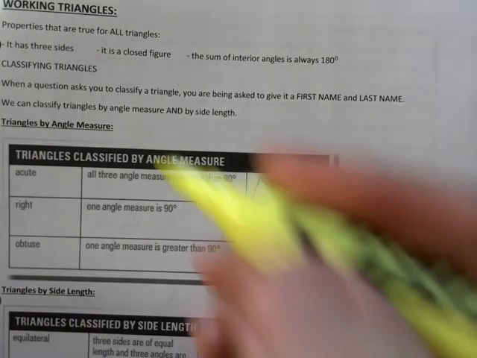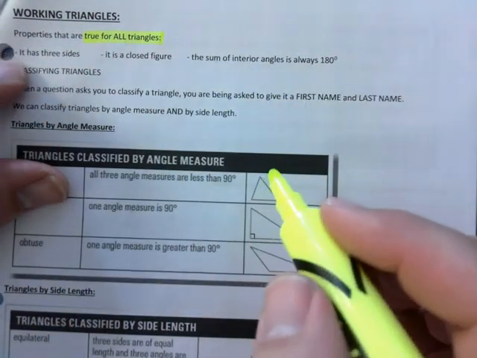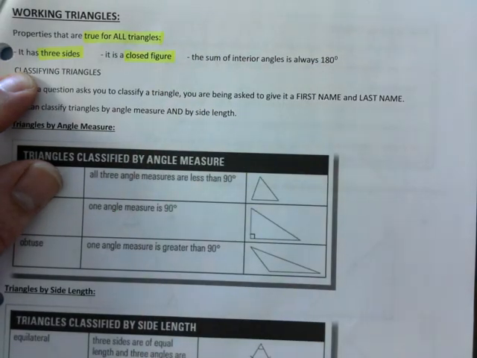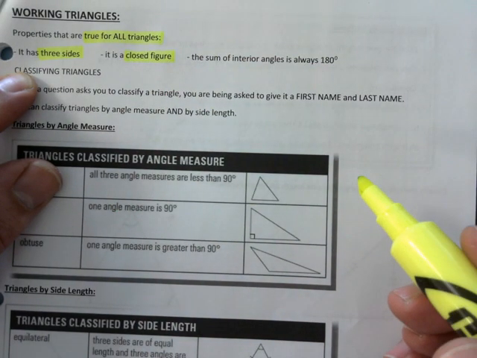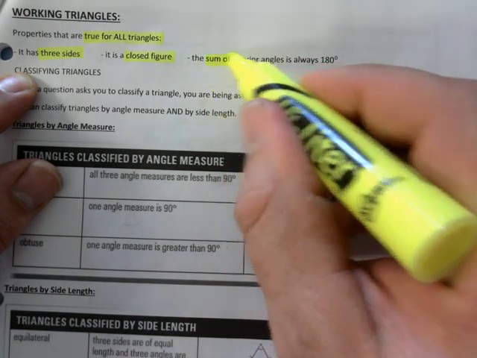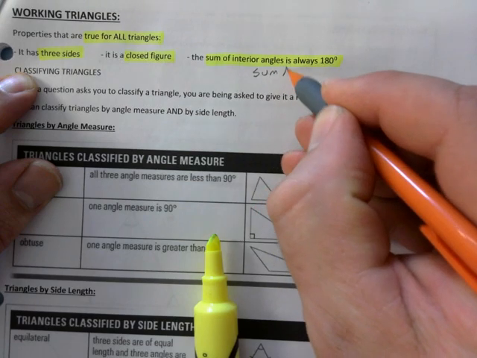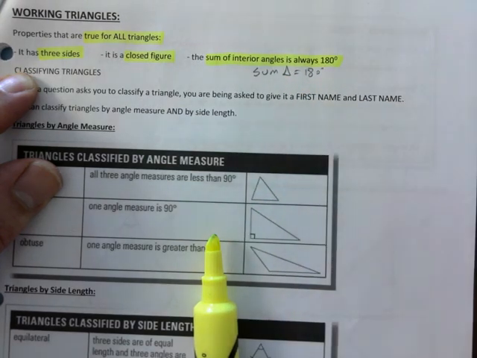Properties that are true for all triangles, right? Obviously it has 3 sides. It's a closed figure. You might need this for multiple choice questions, right? The sum of interior angles is always 180. I use this one. Sum of angles in a triangle equals 180 if you need to justify.